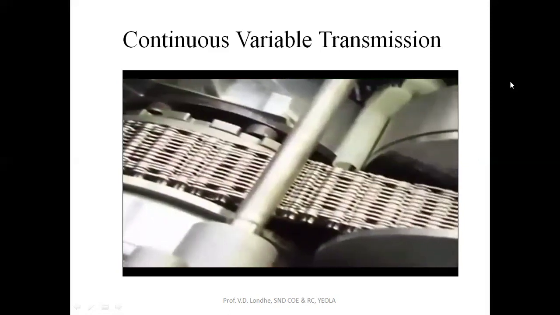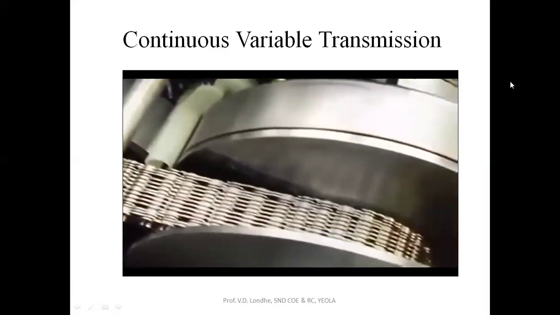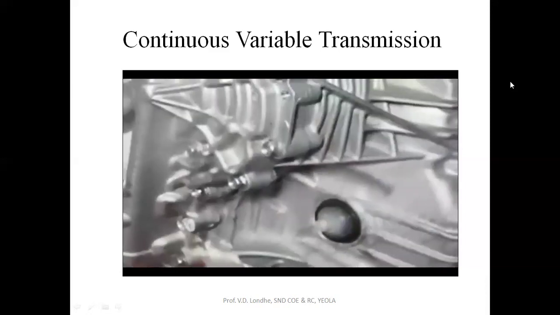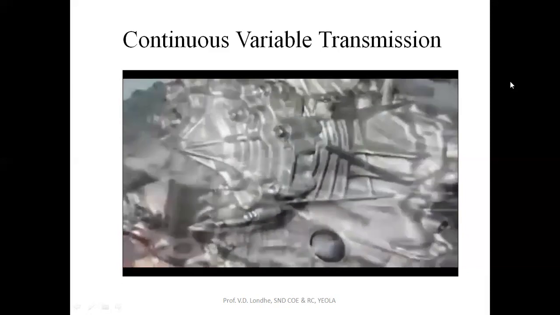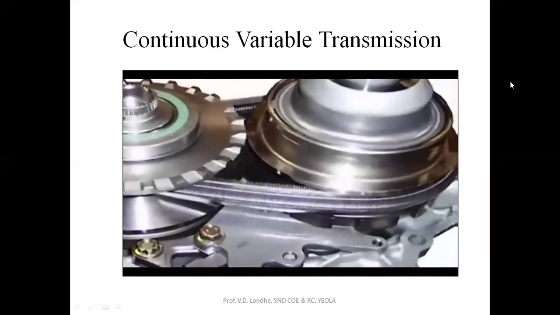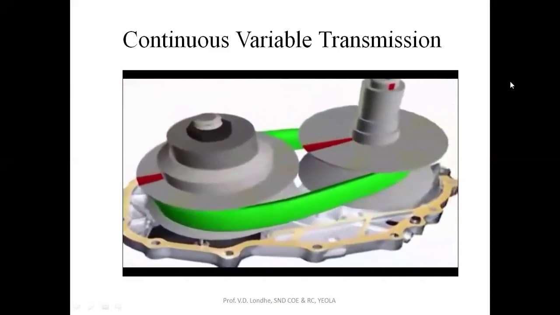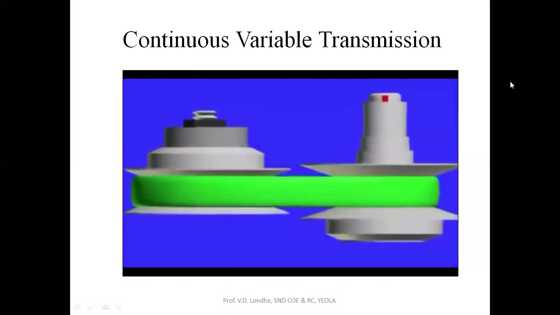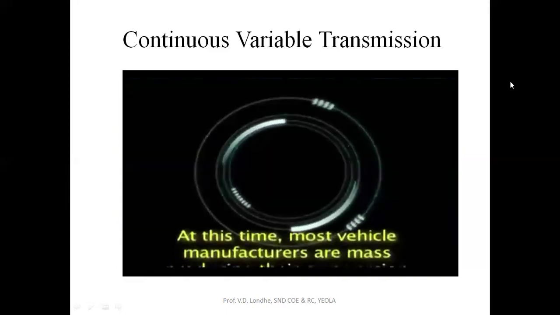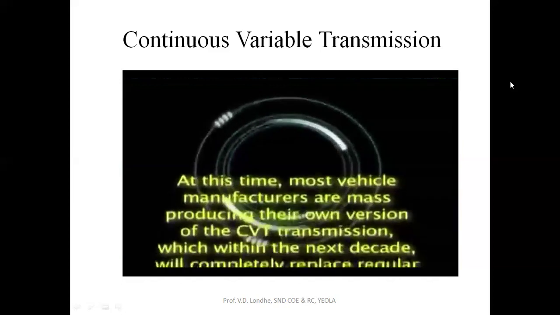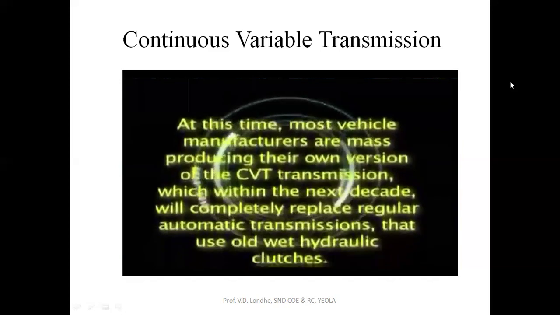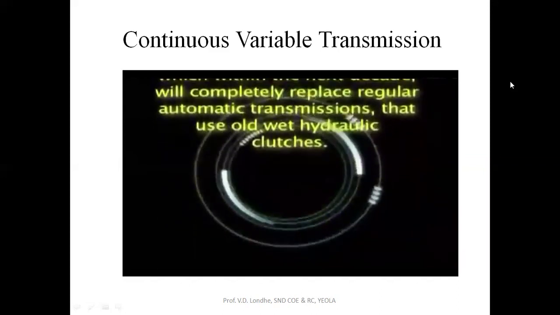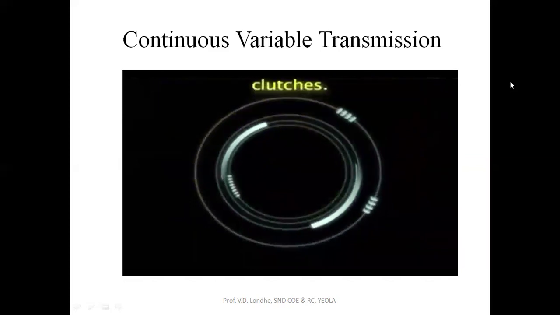CVT transmission basic operation. The CVT, or continuously variable transmission, is the newest, totally redesigned automatic transmission to see the day. Yes, this is a completely new type of automotive transmission. In this series, we will cover its basic and advanced operation, as well as lots of issues dealing with CVT reliability. At this time, most vehicle manufacturers are mass producing their own version of the CVT transmission, which within the next decade will completely replace regular automatic transmissions that use old wet hydraulic clutches.